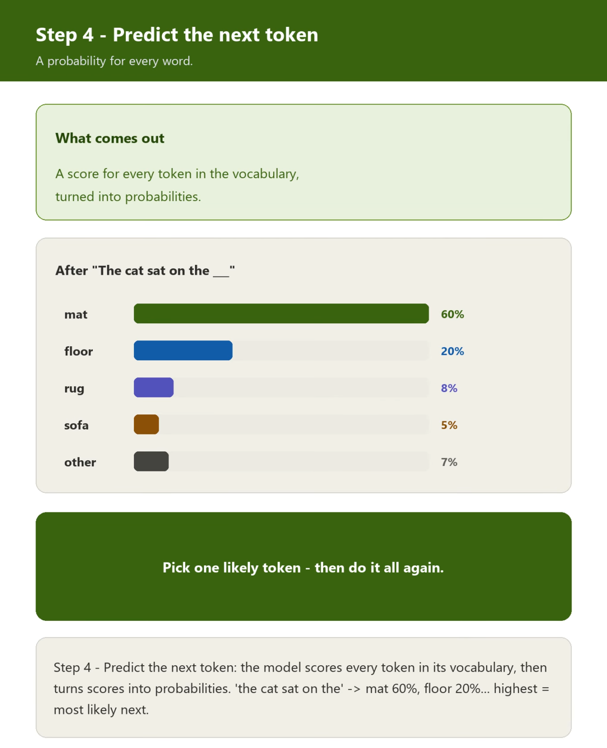Step 4. Predict the next token. After several layers of attention, the model outputs a score for every token in its vocabulary, then turns those into probabilities. "The cat sat on the" might give "mat" 60%, "floor" 20%, and so on. The highest are the most likely next tokens.